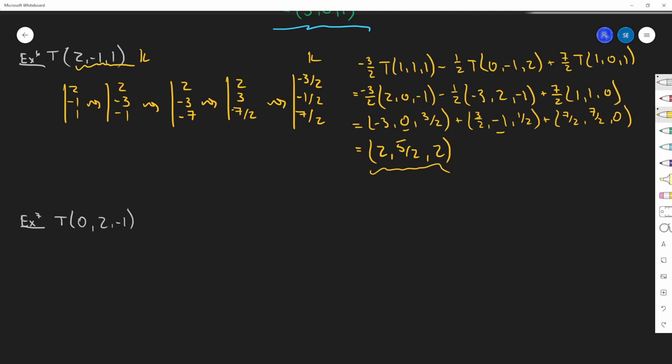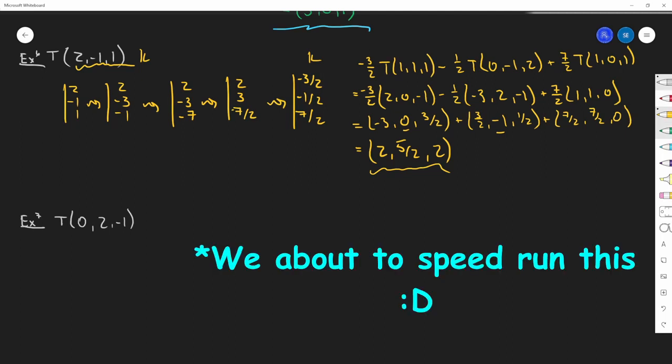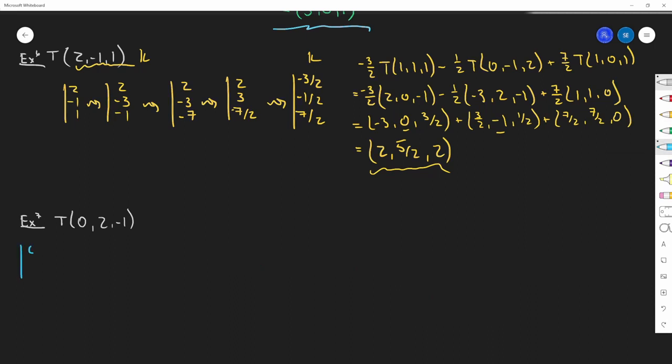I don't know if I should stop it here. No, okay, you know what, I'm gonna keep going. Try to be as quick as I can. So the next one is, again, use the same shorter method, 2, negative 1.